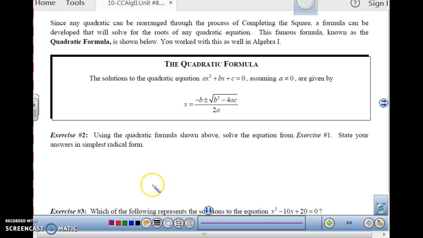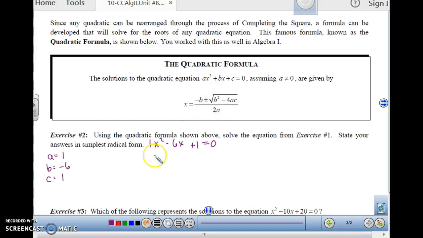Okay, now, using the quadratic formula shown above, solve the equation from exercise 1. Now remember, exercise 1 was x squared minus 6x plus 1 is equal to 0. So first of all, it's in descending order, it's equal to 0, and we have to know what the a, b, and c values are. The a value is in front of the x squared, so this is really 1. The b value is -6. The c value is 1.